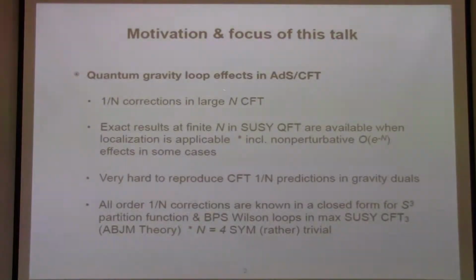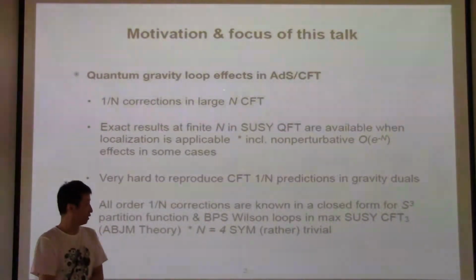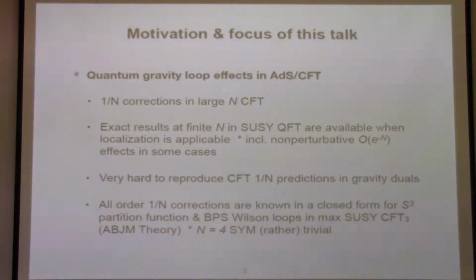That's my focus today. And so for ABJM theory, the partition function, as well as some BPS Wilson loops on the 3-sphere, are exactly known to all orders in 1 over N, and including actually e to the minus N non-perturbative effects. I don't talk about N equal 4 supersymmetric theories because in this case the partition function on S4 is rather trivial. There's not much structure there.